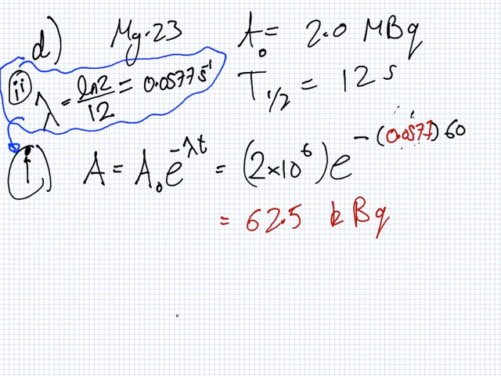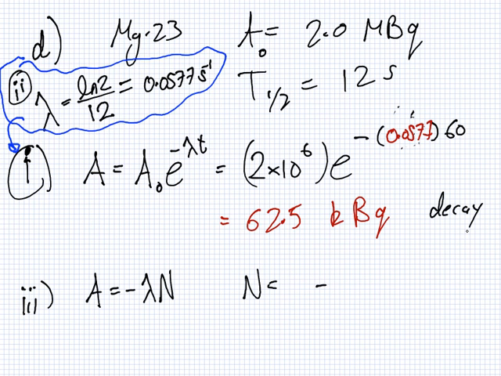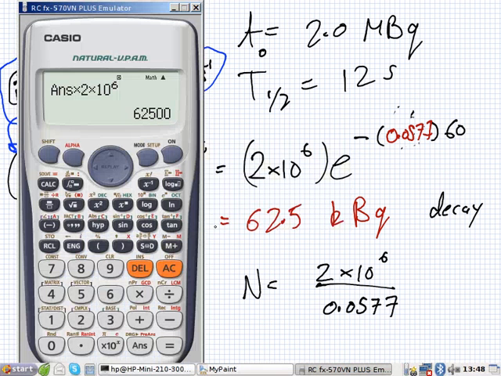Determine the initial number of magnesium atoms. Well, that's okay, because A equals minus lambda N. So N equals A over lambda. This should really have a minus, but we don't worry about that, since the number of atoms can't be negative. And it's A0 and N0 because it's the initial value. So that's 2 times 10 to the 6 over 0.0577. The next part is the same as the first part, but the time is twice that of the previous.